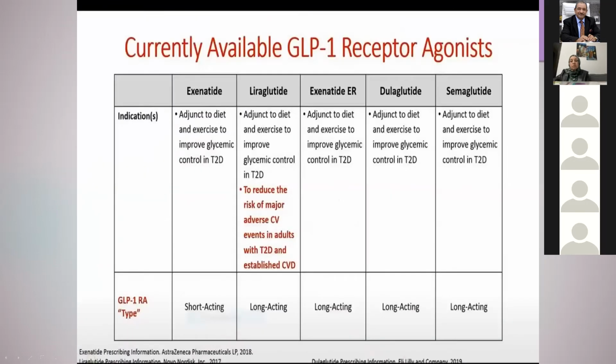Look at this one, type of GLP-1 and indication. To reduce the risk of major adverse cardiovascular events in adults with type 2 diabetes and established cardiovascular disease. And you can see, apart from the exenatide, which is short-acting, all the others are long-acting. Next slide, please.